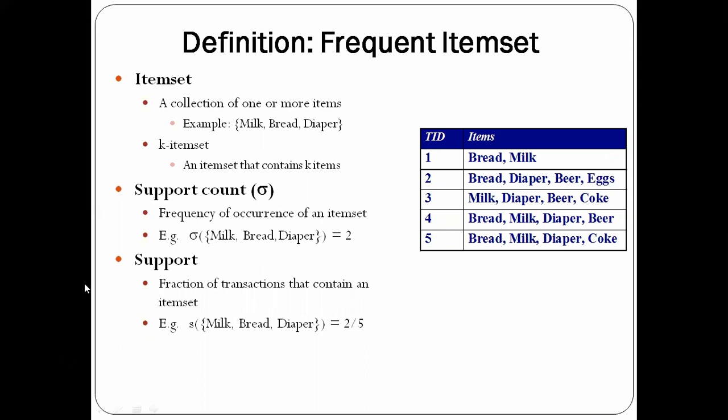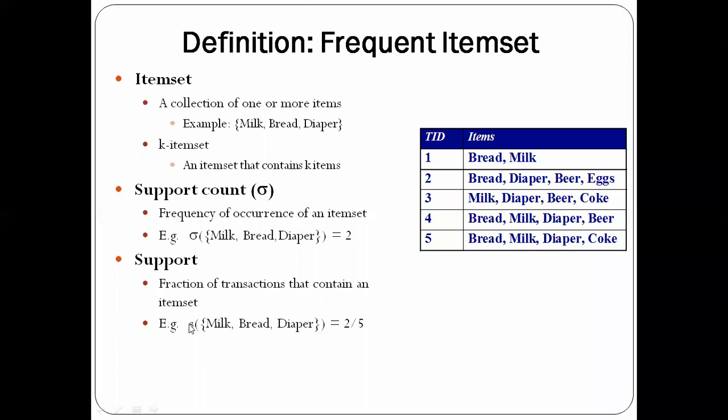Okay. So now coming to the support. Support is calculated by dividing the support count of the item set by the total number of transactions. So it is the fraction of transactions that contain the item set. That is support. Support count is the count of the transactions where the item set is present. Support is nothing but the percentage of transactions in which the item set is present. So support is the fraction of transactions that contain an item set.